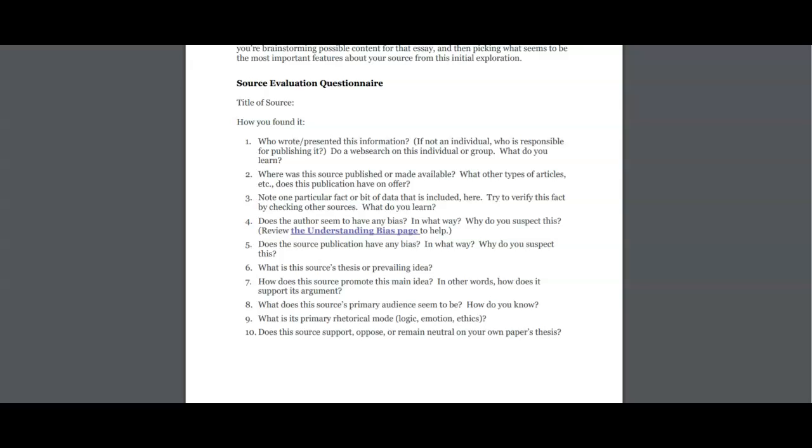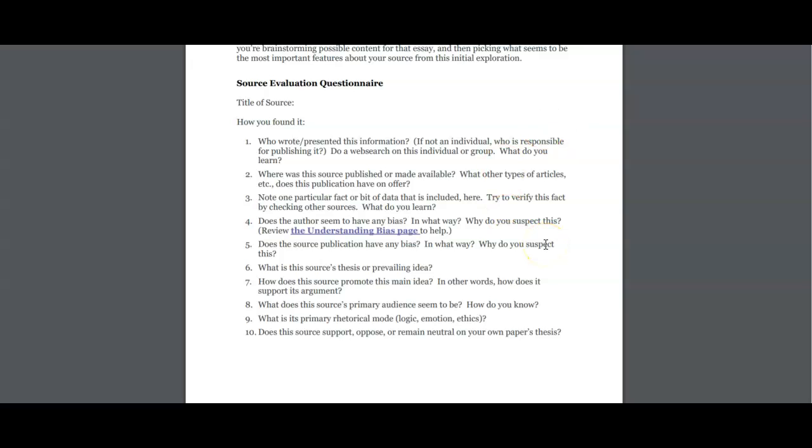So you can see here, these questions ask you to think a little bit about the information, where the information comes from, who has written it, what kind of data is included, looking and thinking about bias and how the bias might impact the information that's being presented. It just asks you to think a little bit more critically about the kind of source you're using, where it comes from, and how the information might be influenced by outside forces.